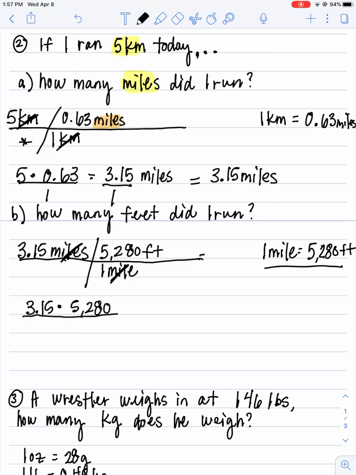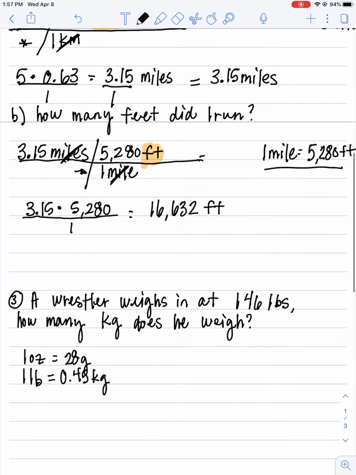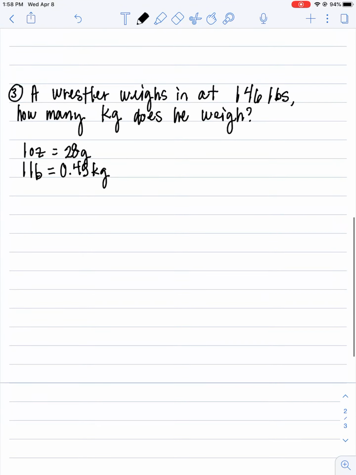3.15 times 5,280. And if you want to set it up like this, you can go and put it over the denominator. And the denominator again is just 1. So 3.15 times 5,280 is 16,632. Again, please put units, the unit that we're looking for in this particular problem, and the one that's left is feet. And that's what the problem asked for, was feet. So we know we're finished. Okay?